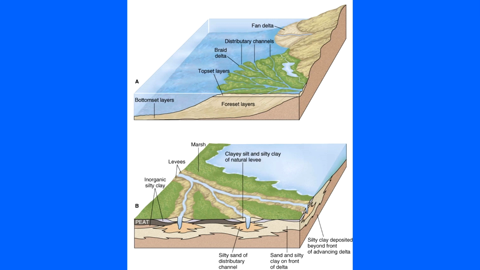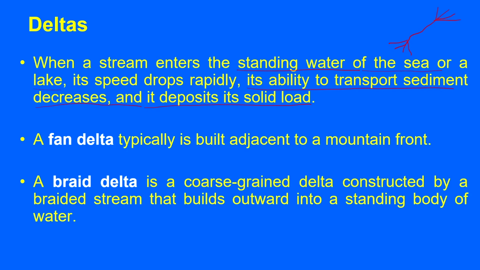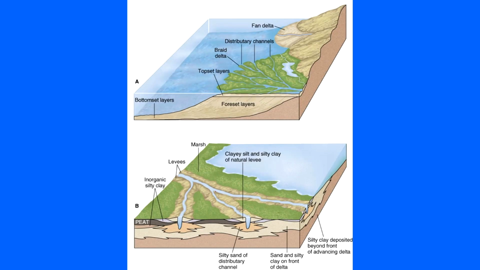So these are the examples. One is the braid delta, and as we talked about, the braid delta will have the coarser bed load, okay. And this one, which has been shown here, is typically named a bird foot delta. The reason is, again, if you carefully see this, it is very typical to the shape of a bird foot, okay. So these are basically the fine grain, but this will be the coarse grain braid deltas.